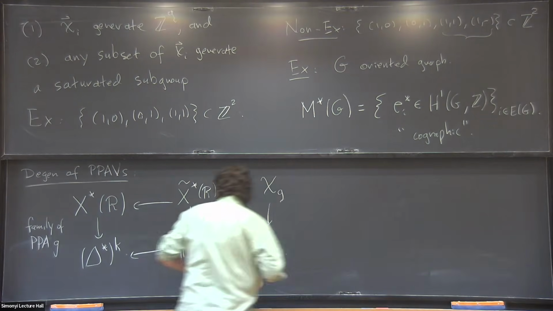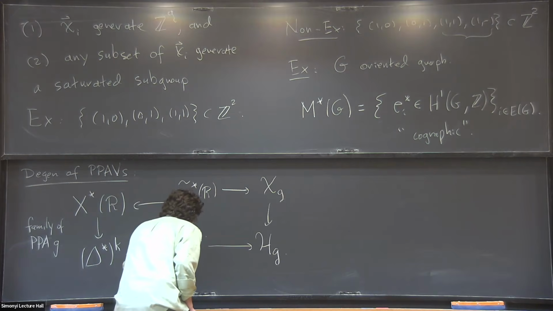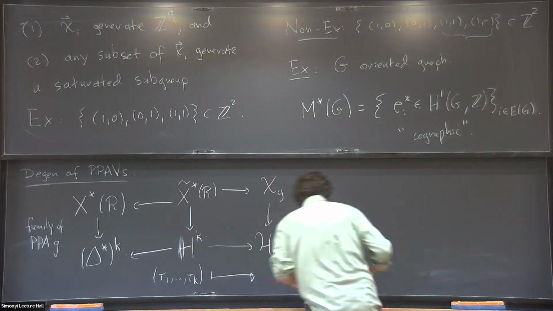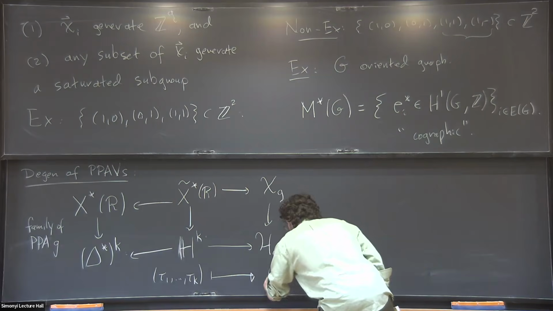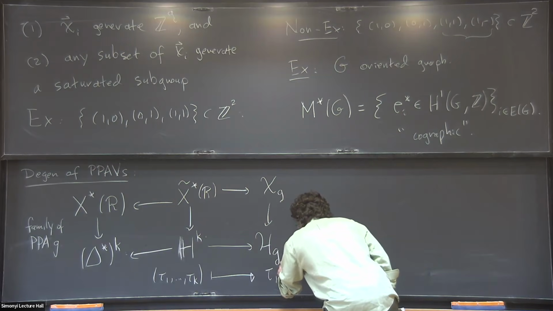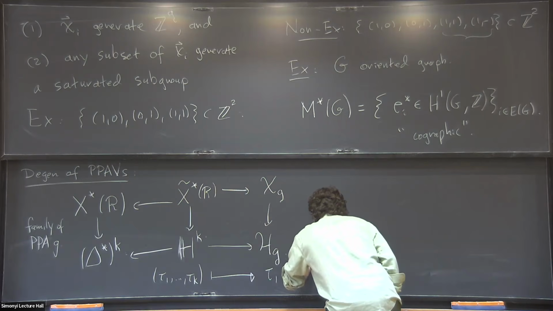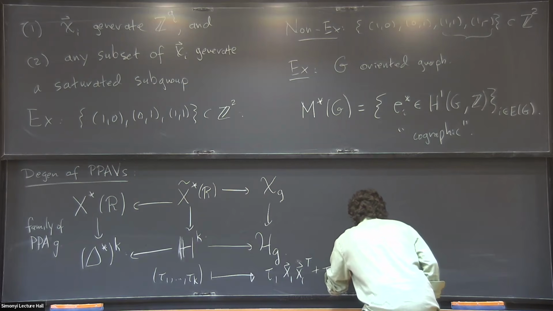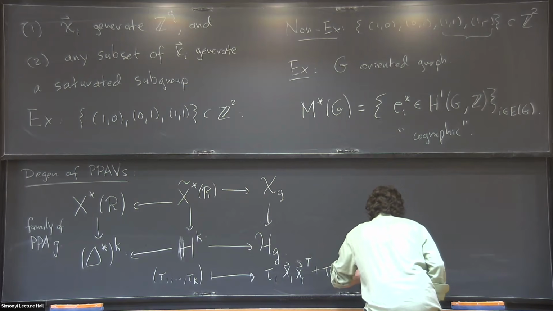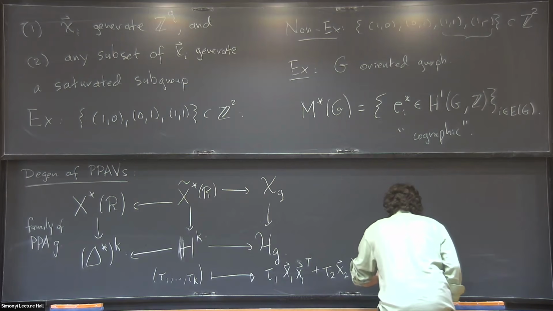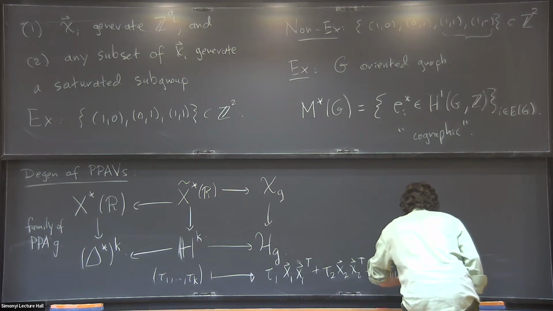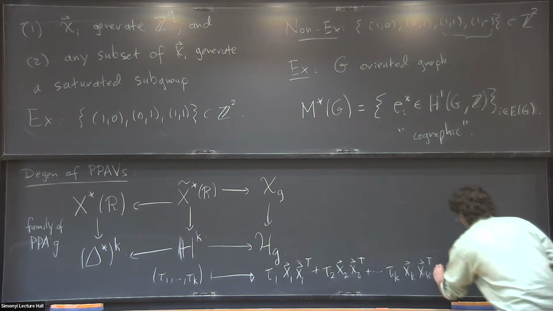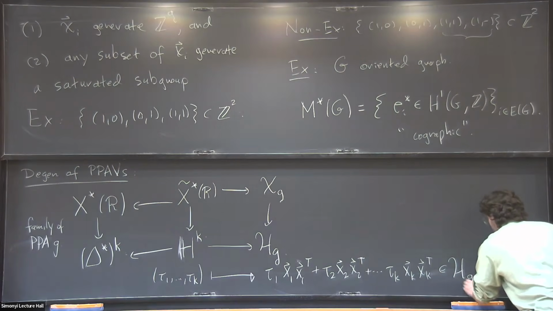Well, we just send a point, let's say tau 1 through tau k, in these k copies of the upper half plane to the following matrix. So it's tau 1 x1 x1 transpose, plus tau 2 x2 x2 transpose, plus tau k xk xk transpose. So I claim that this is interpreted as an element of the Siegel space.